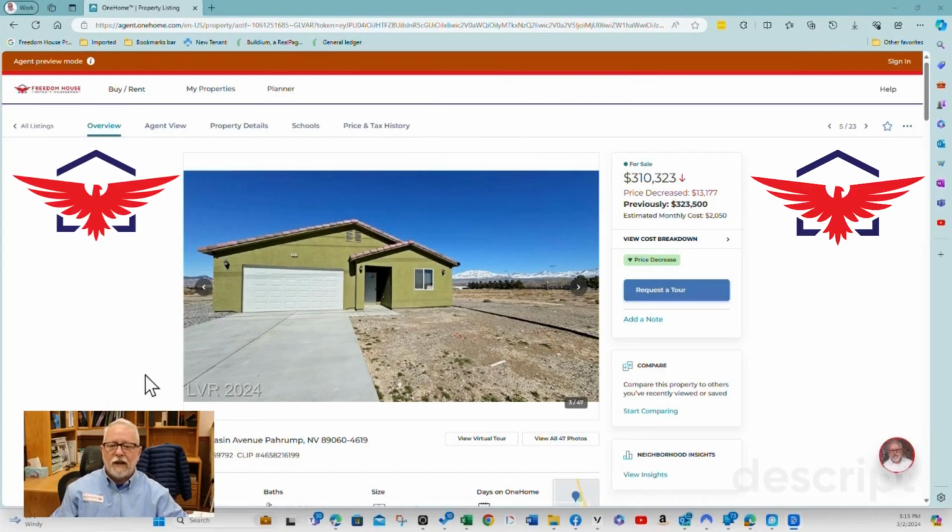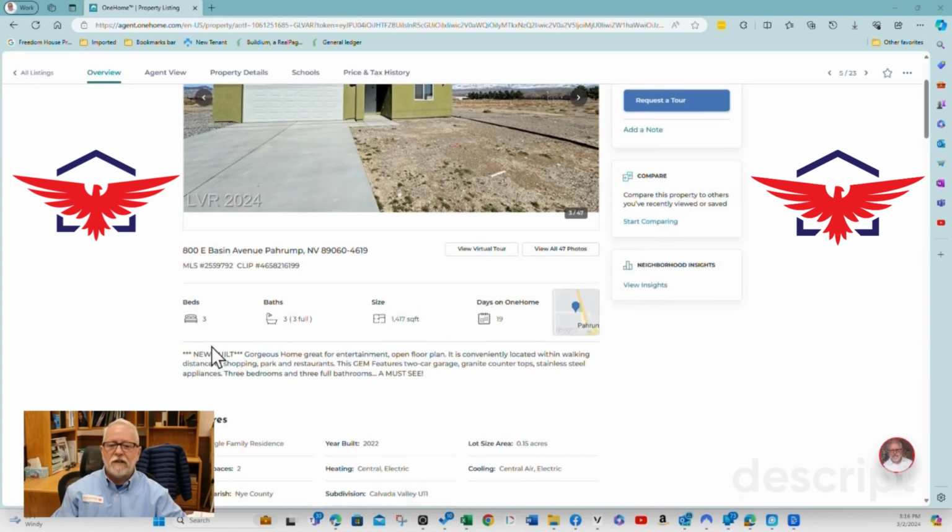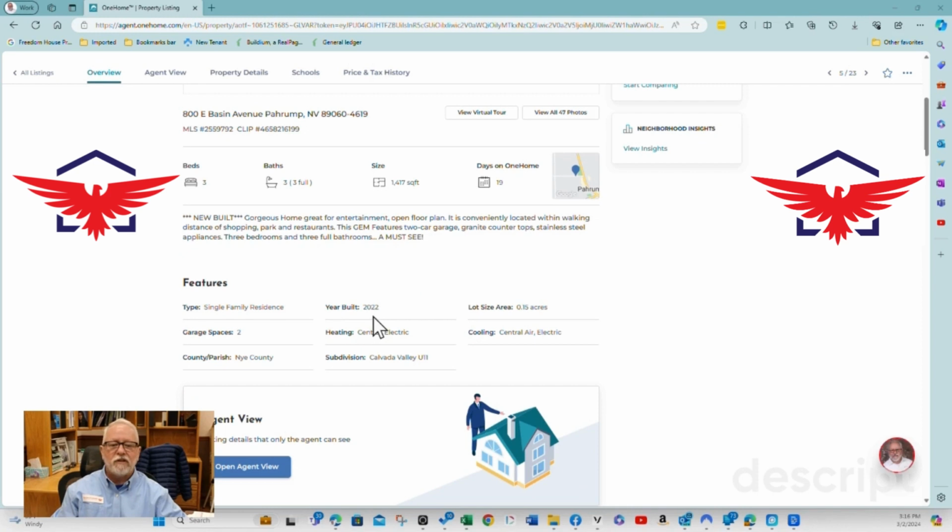Okay, here's the property that I saw that I want to take a look at. It's 800 East Basin here in Pahrump, Nevada. And it looks like a clean house. It looks like a fairly new house. So I'm looking at the price. It's $310,000. Just recently had a price drop of $13,000. And it's basically a three bedroom, three bath, 1,417 square foot. And it was built in 2022.